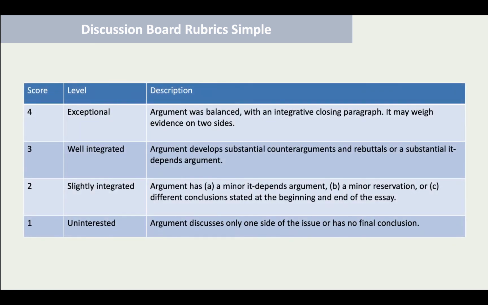In terms of rubric, you can use it to not only measure the quality of posts created by the students, you can also use it as an effective scaffold device to guide students through their creative process. You can either use a simple version. It measures various levels of post quality. It ranges from uninterested, slightly integrated, well integrated, and exceptional. And this is an example to measure the quality of argument, and you can design your own benchmark for your own assignment.